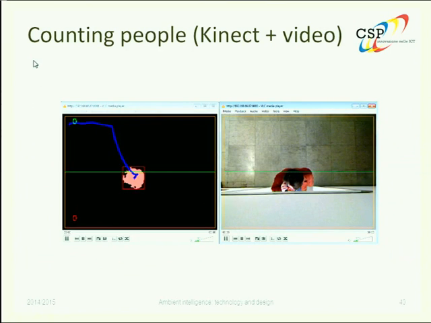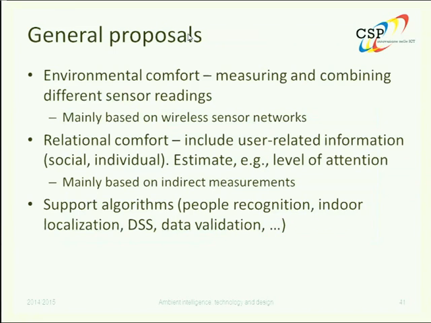This is another thing that could apply. They had a system for counting the people crossing a door by combining a Kinect and a video camera, so combining the visible light and I don't know what kind of sensor the Kinect has inside. They were able to count the people inside a room by counting how many were in or out. I don't know the precision of the system, but this is one of the projects that they presented.